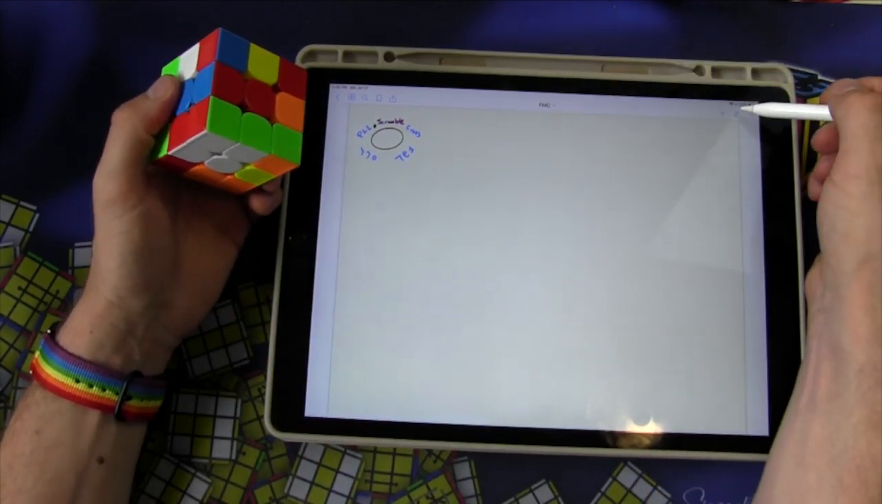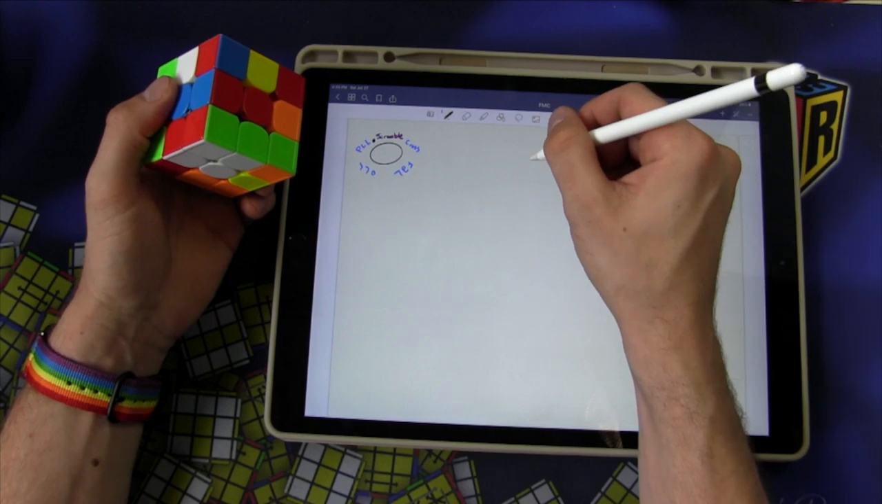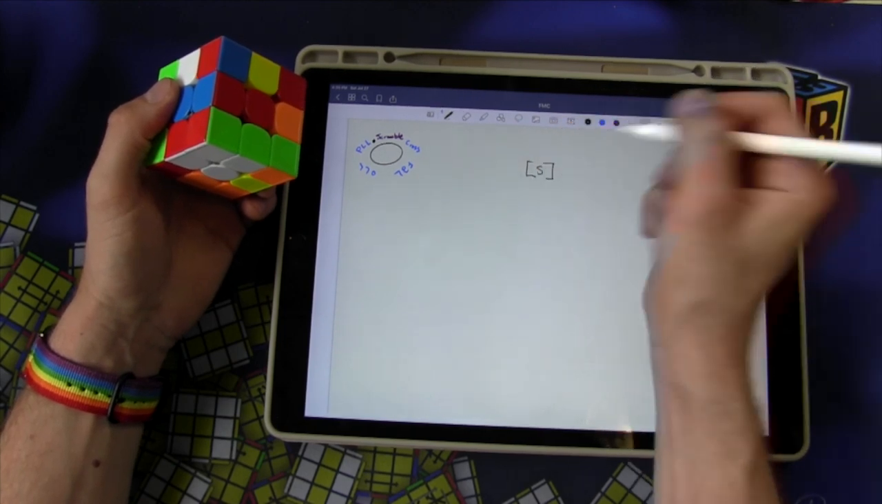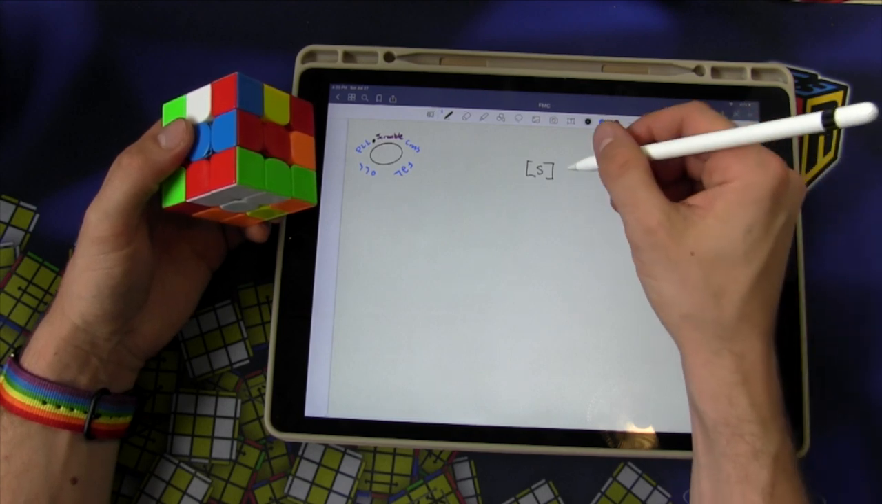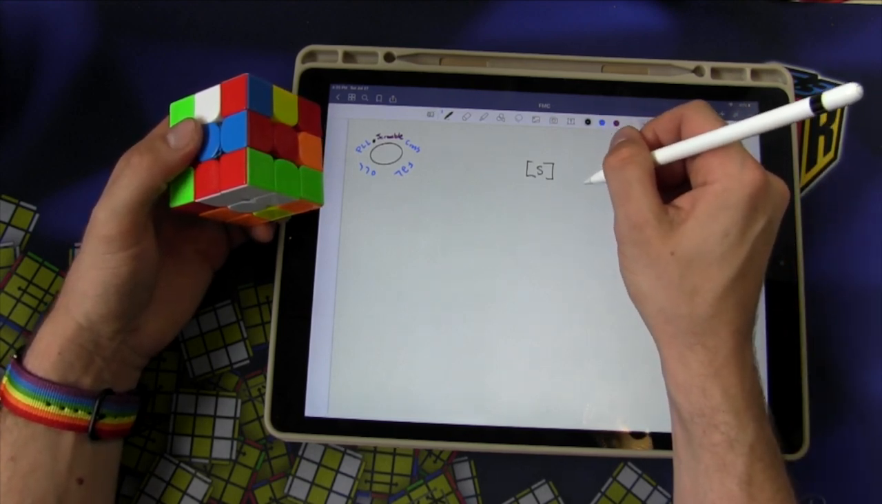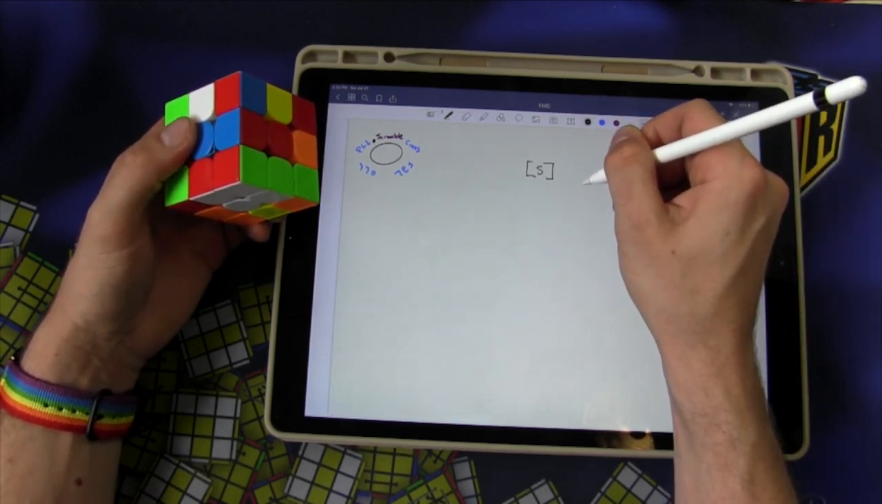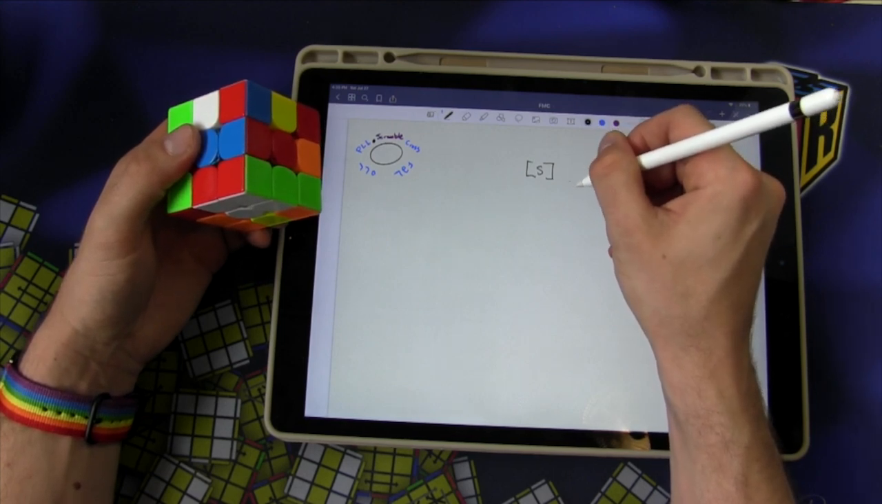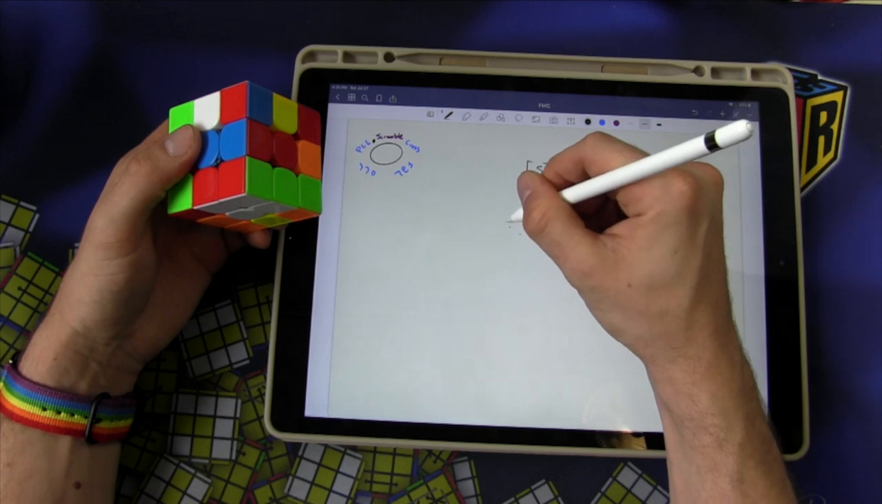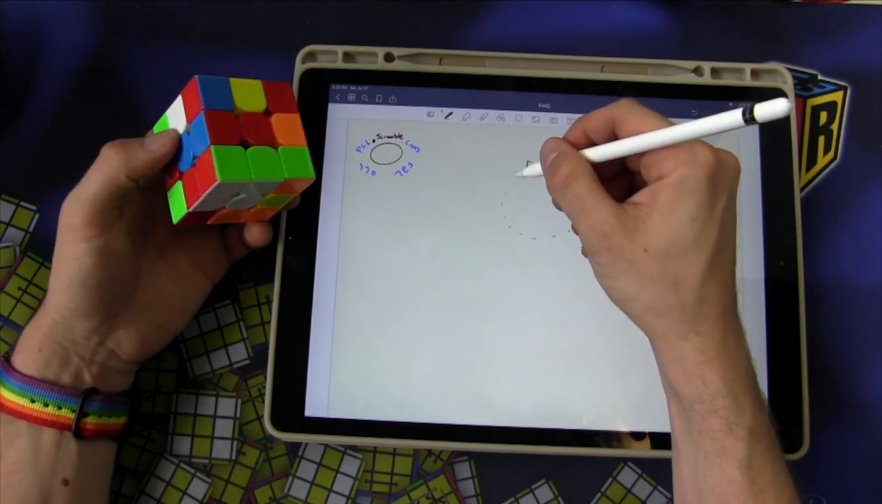So let's say we have our scramble. I'm going to write scramble is just that. That's our scramble, and this would be whatever moves need to be done to make the 2x2x2. Right now it's nothing. And so we have the circle, and we know the end move will have to be U.